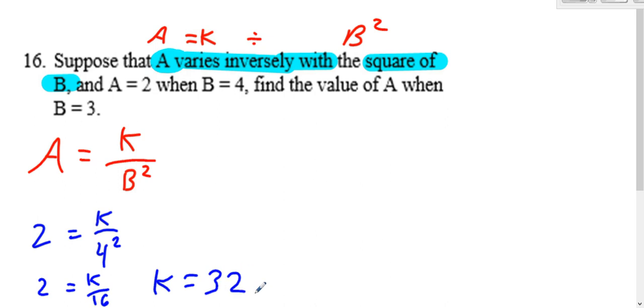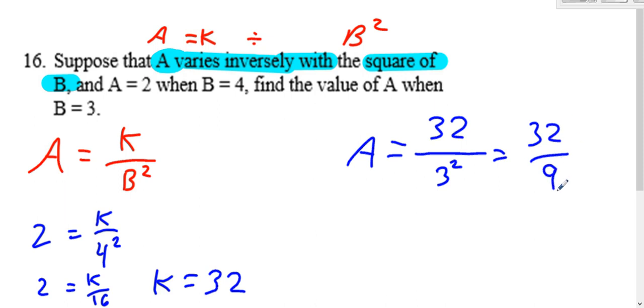So now k equals 32 and b equals 3. We're going to find a. K is 32. B is 3. So it's 32 over 3 squared. 32 over 9. Doesn't reduce. That's your answer.